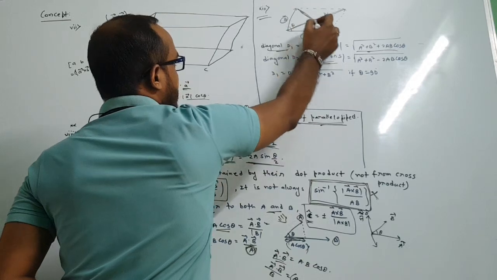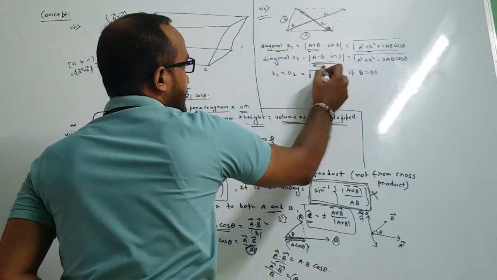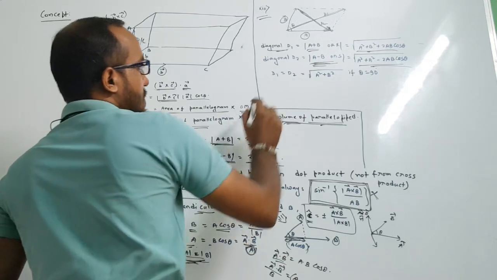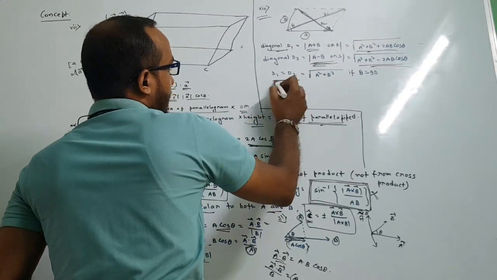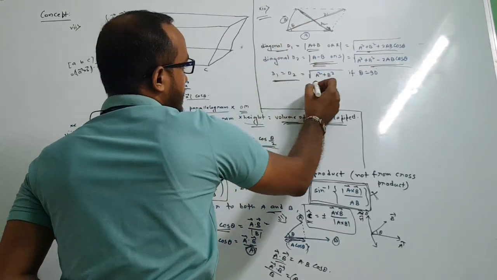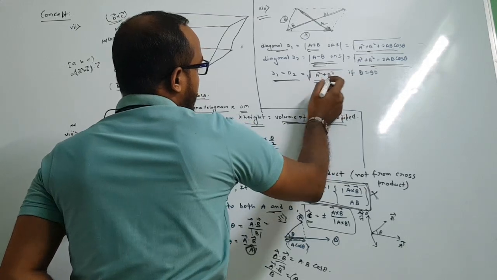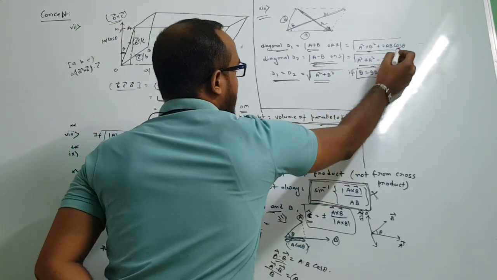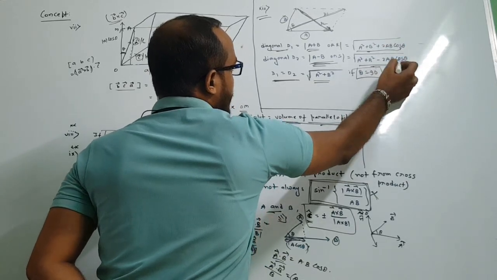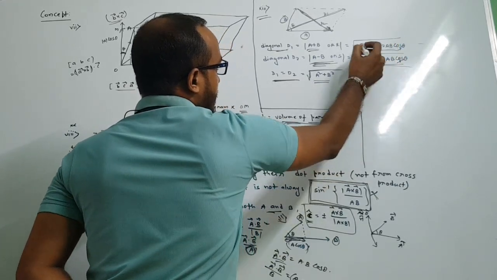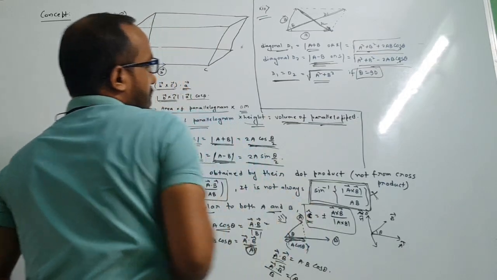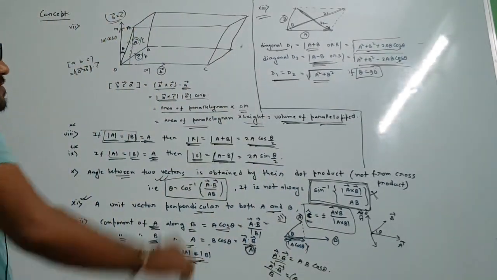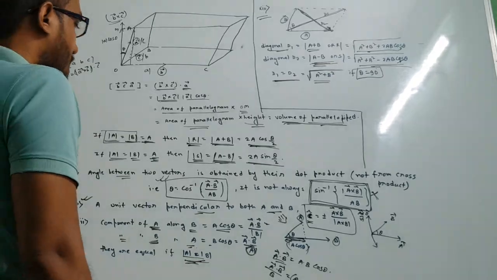See, the direction is opposite, so it is A minus B, so it should be root under A square plus B square minus 2AB cos theta. If those two diagonals are equal, then we have to find only root under A square plus B square if theta equals 90 degrees. Put theta 90 here, cos 90 is 0, then it should be only root under A square plus B square if diagonals D1 and D2 are equal.